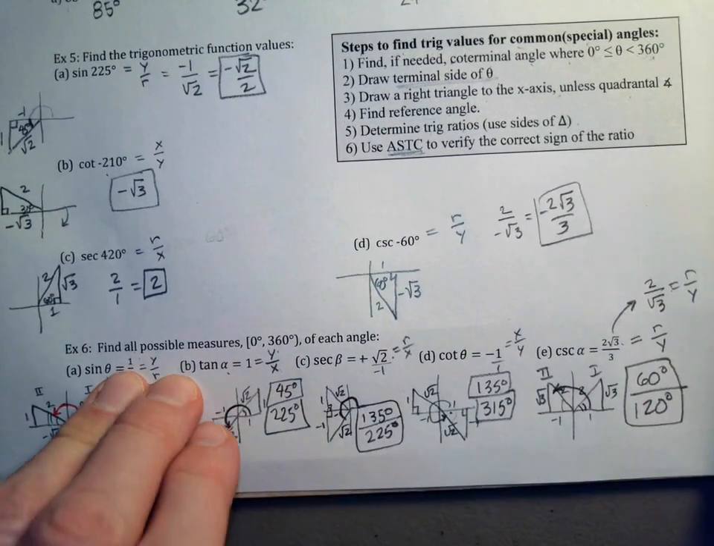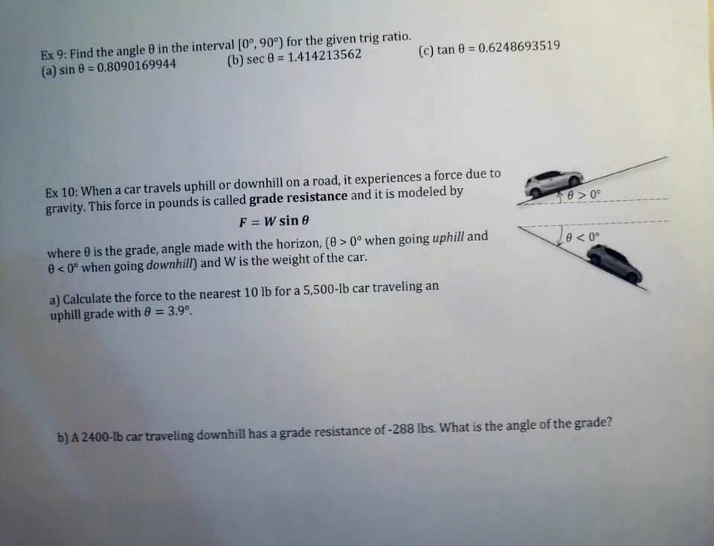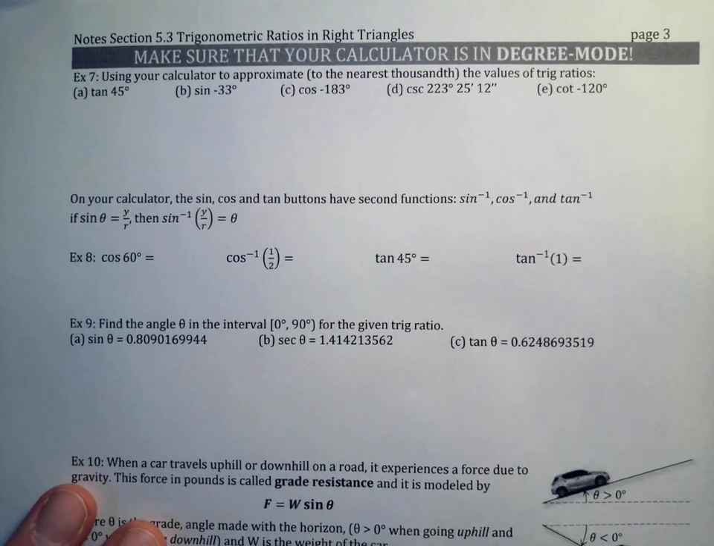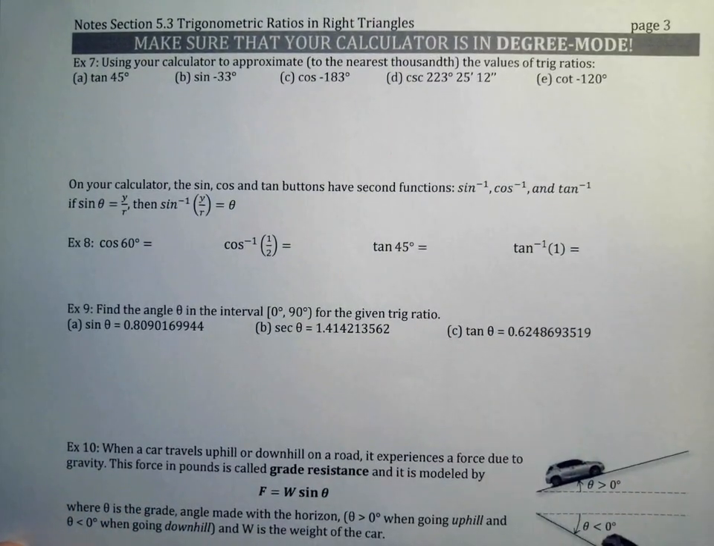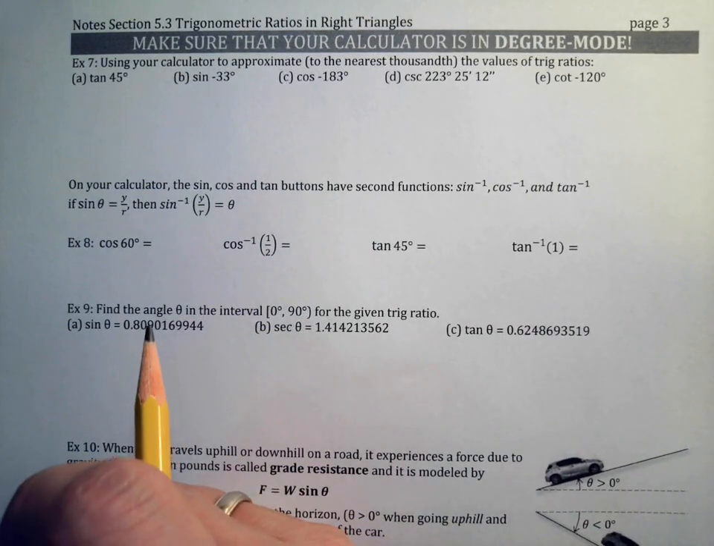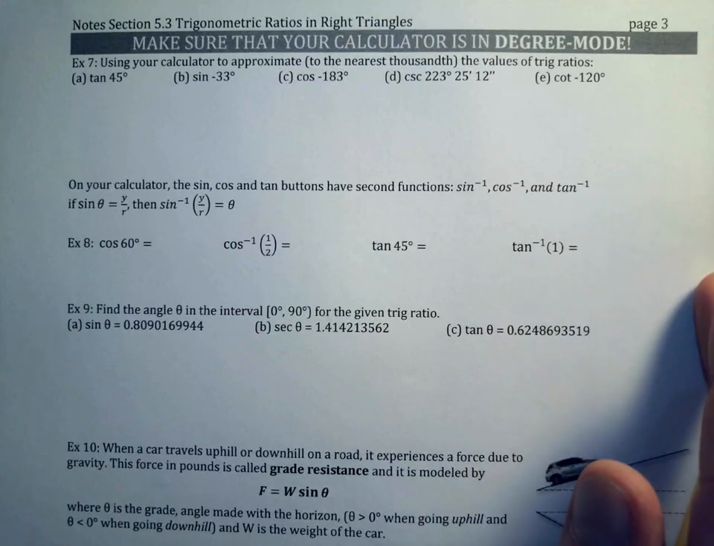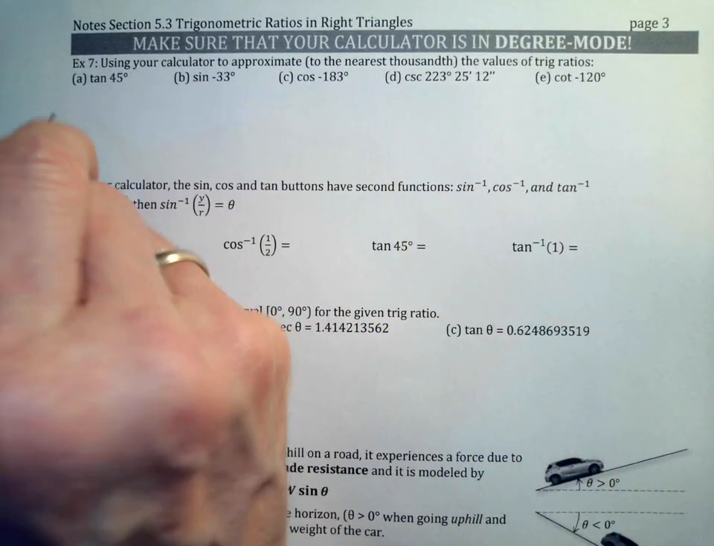Okay? All right, let's go on now to page 3, if I can find it here. Page 3. All right. So page 3, use your calculator to approximate to the nearest tenth the ratio values of each trig ratio. Okay, so I would say pause the video, do those in your calculator, and then unpause the video. And I'm just going to run through them quick.